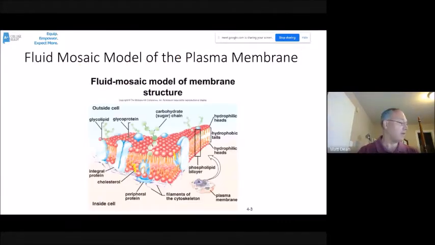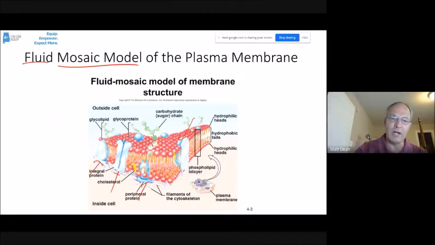Now, the current model that we have of the cell membrane is known as the fluid mosaic model of the membrane. It's called fluid because the phospholipids are liquidy. Think of them almost like a slightly thicker version of vegetable oil. The mosaic part is because there's all kinds of things that are embedded within that phospholipid bilayer. We see a lot of things in this picture that are blue. These are all proteins. So there's lots of proteins embedded within the membrane.